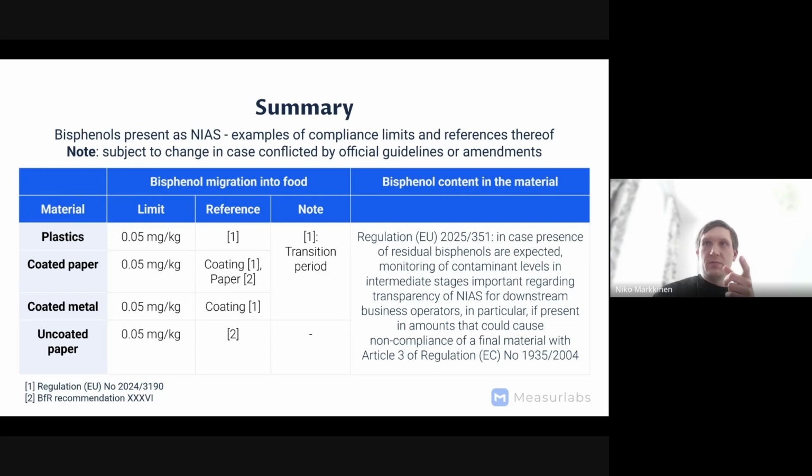And also it needs to be noted that in the new regulation 2025/351, if you are an intermediate player in the manufacturing chain and you detect levels of bisphenols, any of them, in a way that might become a problem for compliance assessment for the next party in the line, you would have to be open about reporting or informing this further down in the chain.